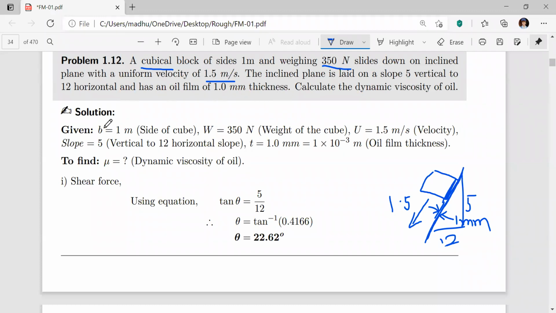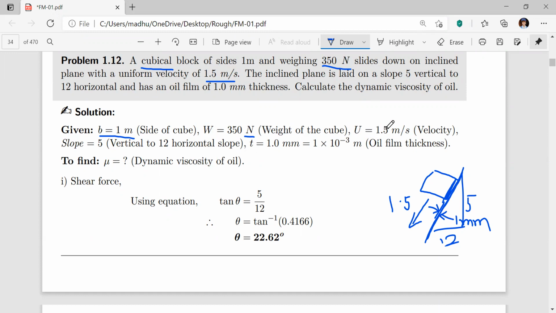Now I'll write the data he has given. I'll take B is equal to 1 meter, that is the side of the cube. All the sides of the cube are the same, so that is taken as 1 meter, with notation B. Capital W is 350 Newton, that is the weight of the cube. Either you can take capital W or small w. Newton indicates the weight, so the weight of the cube is 350 Newton. That is a standard unit they have given.